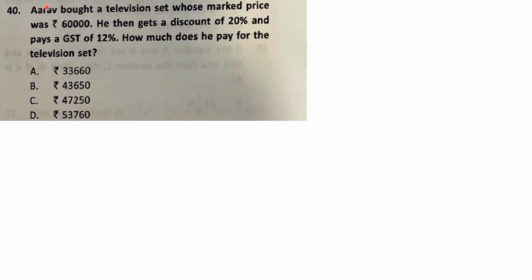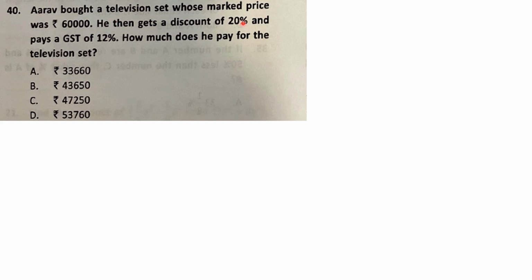Question number 40. Arav bought a television set whose marked price was 60,000. He then gets a discount of 20% and pays a GST of 12%. How much does he pay for the television set? So marked price is 60,000 and on the marked price he is getting a discount of 20%. So when he is getting a discount, it means you don't have to pay 60,000 now. The price will be less, right? So first of all, we'll find what is the sale price.